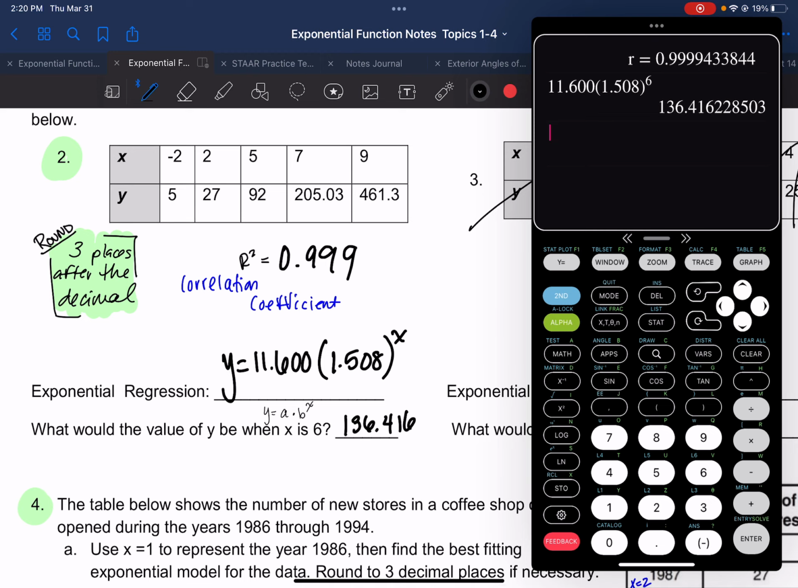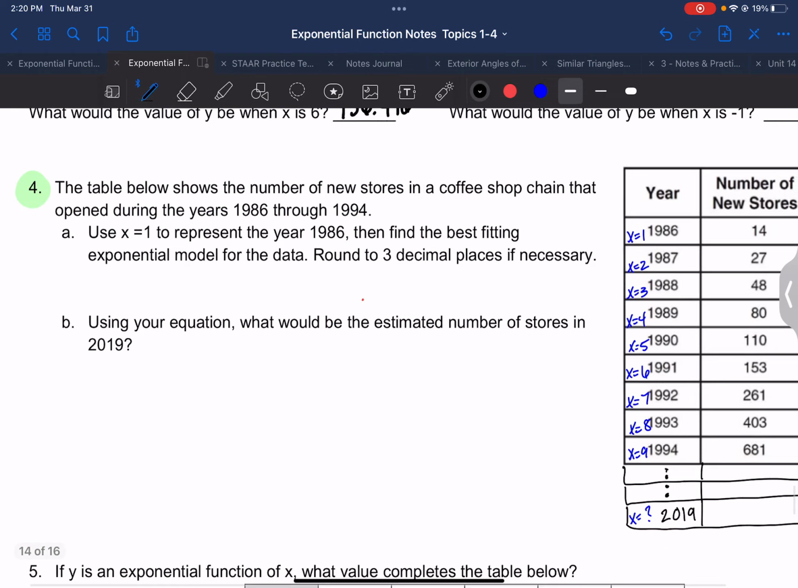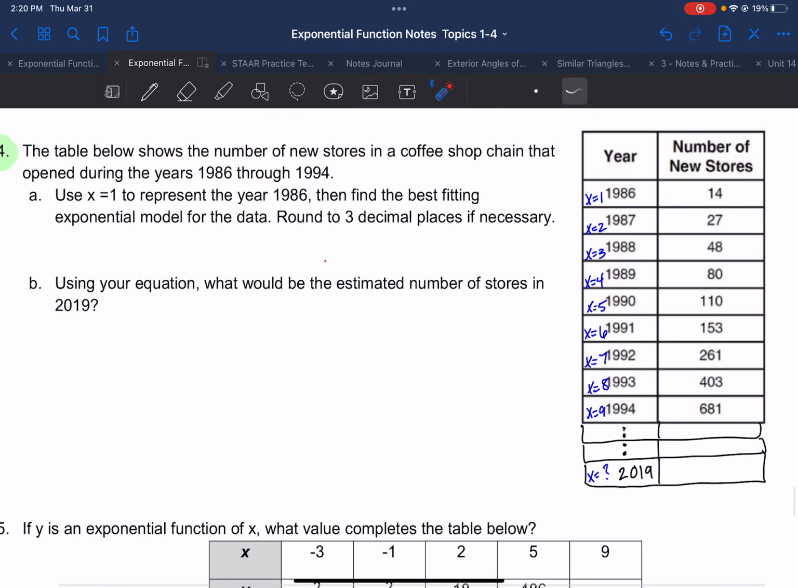Let's go to a word problem, and then we're going to go to some points. All right, so here's our word problem. So here's what it says. The table shows the number of new stores in a coffee shop chain that opened during the years of 1986 to 1994. Bam. Use x equals 1 to represent this year. Then find the best fitting exponential model for the data. Round 3 decimal places if necessary.